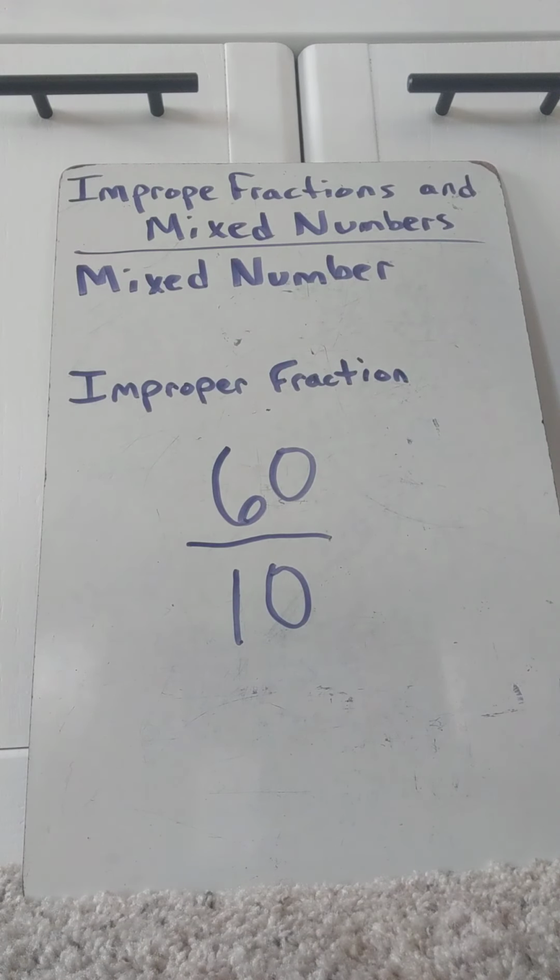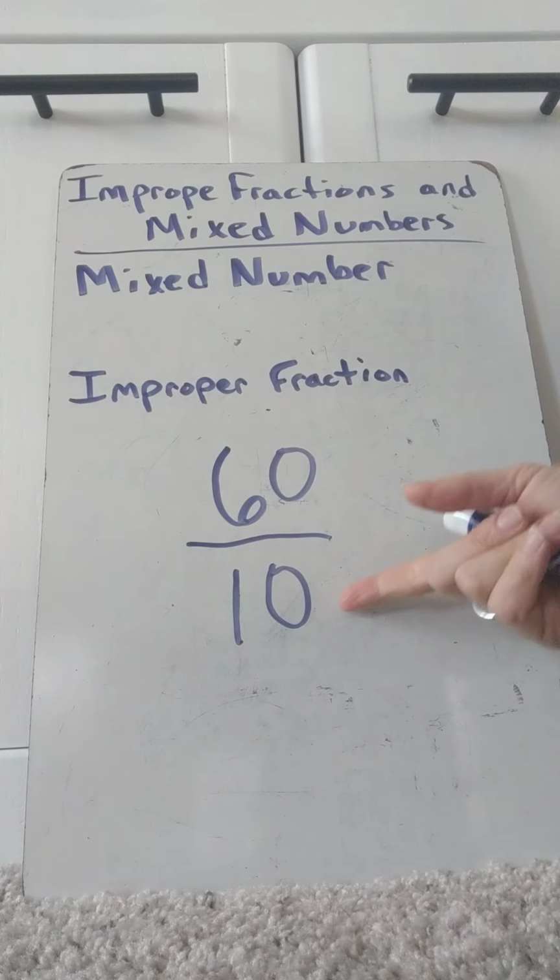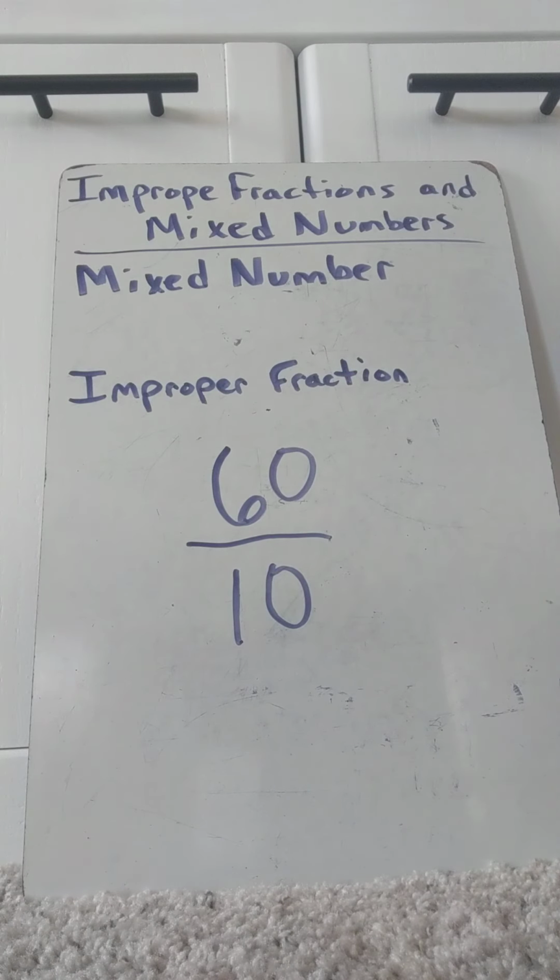Why is that an improper fraction? Right, it's an improper fraction because the numerator is larger than the denominator. Okay, so that tells me it's an improper fraction. Now, to change this to a mixed number, you have to divide.